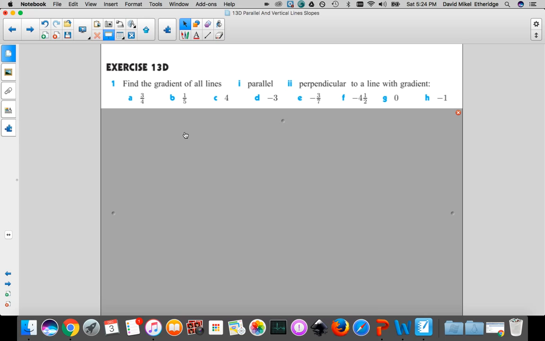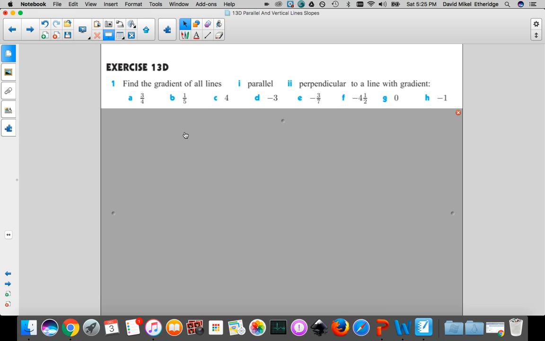Let's look at these slopes here. This is coming from number 1. I'm going to do number 1, then we're going to be done, but you can always request more. Find the gradient of all the lines parallel and perpendicular to each gradient. So let's take a gander.